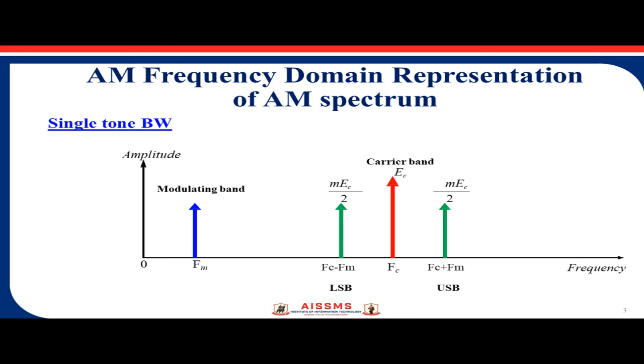The bandwidth of the AM spectrum is given by the frequency difference between the two side bands, upper side band and lower side band, which comes out to be twice of FM.